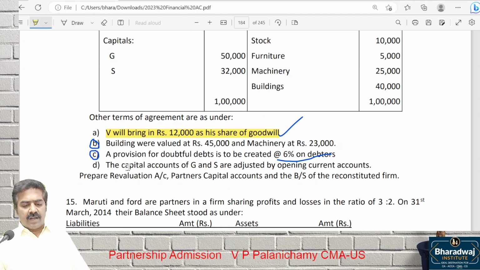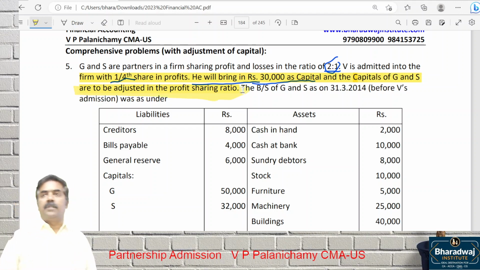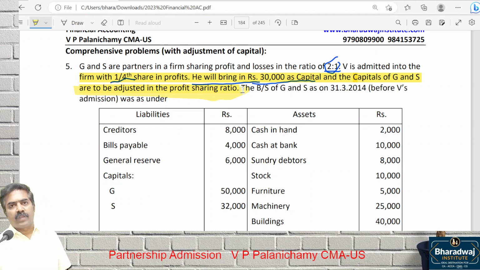Look at point number D. Capital account of which partner? G and S are to be adjusted by opening current account. That is for the first one. Capital of G and S are to be adjusted based on which ratio? Profit sharing ratio. Adjusted by opening a current account.